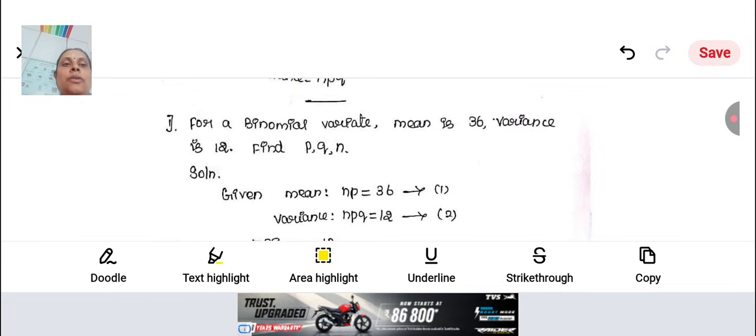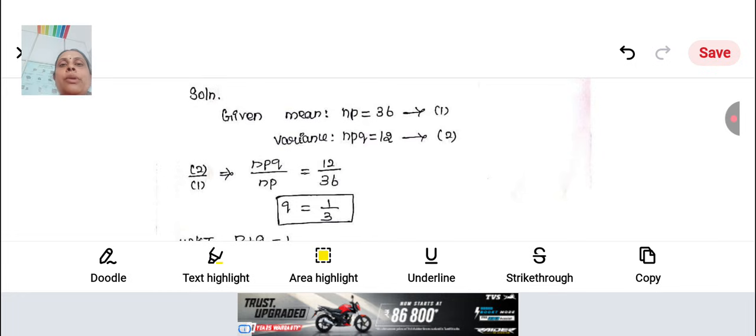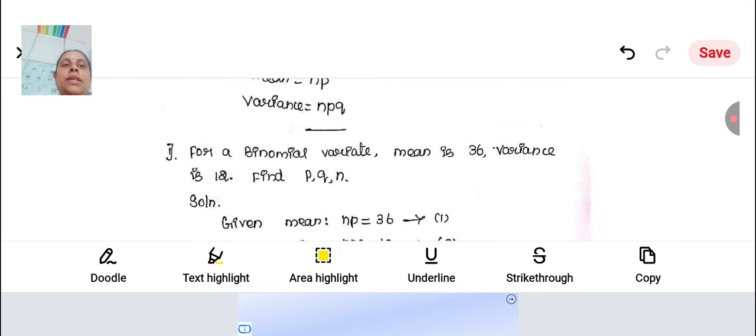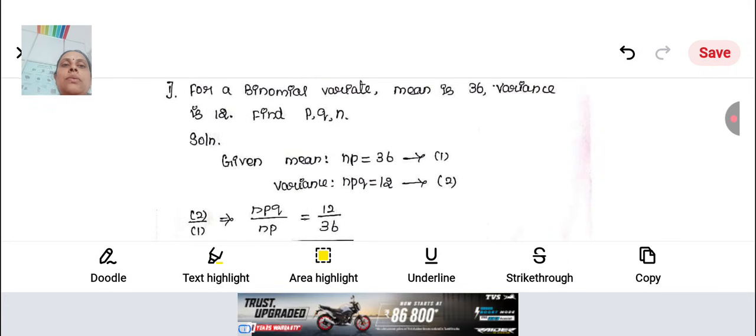First problem: we have to find the mean and variance, and here we are going to find the p, q and n values. The mean is 36 and the variance is 12. Using this mean and variance, we are going to find the p, q, n values. The binomial distribution mean value is np. Here the np value is given, that is 36, and the variance value is 12.